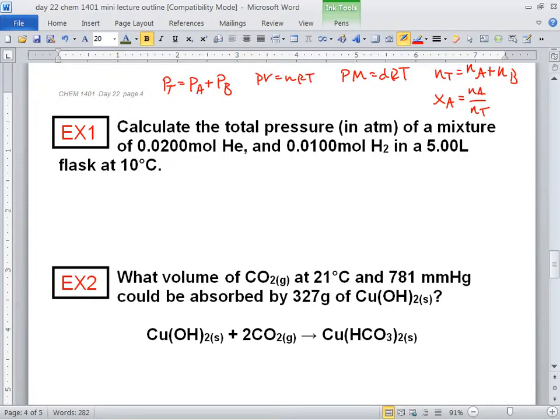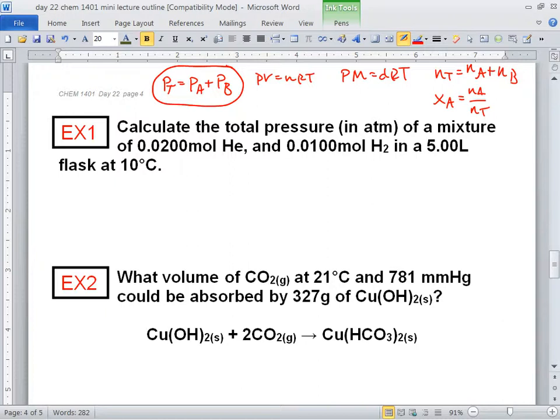Okay, so I tried to make your life, Steph, as complicated as I could. Calculate the total pressure of a mixture of 0.02 moles of helium, 0.01 moles of hydrogen, in a 5-liter flask at 10 degrees Celsius. So, Steph, you got an idea how to do this? What would be a game plan? Well, we could find the partial pressures for both the gases, and then do what to the partial pressures? Add them up. So she's talking about doing this one, right? And then find the individual partial pressures.